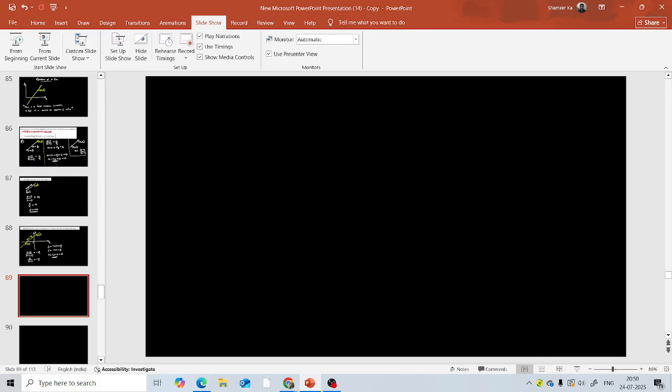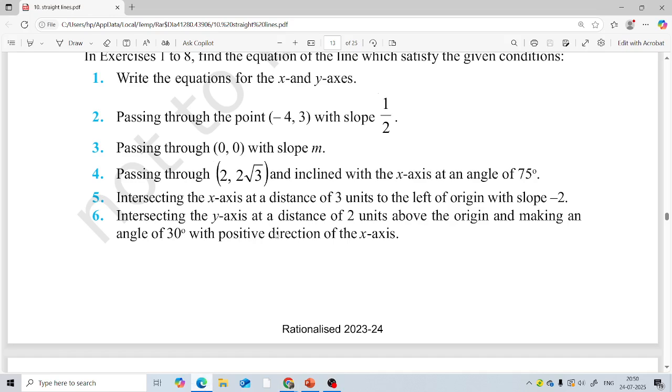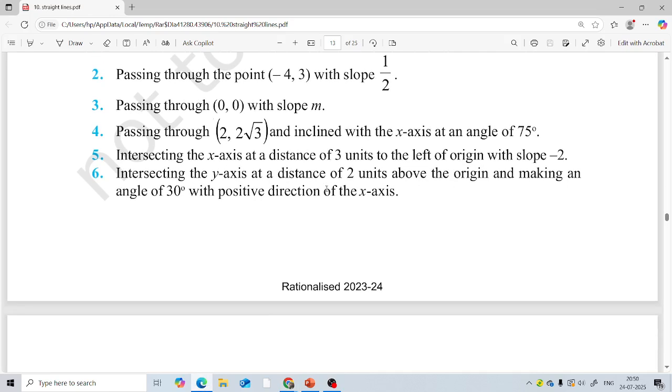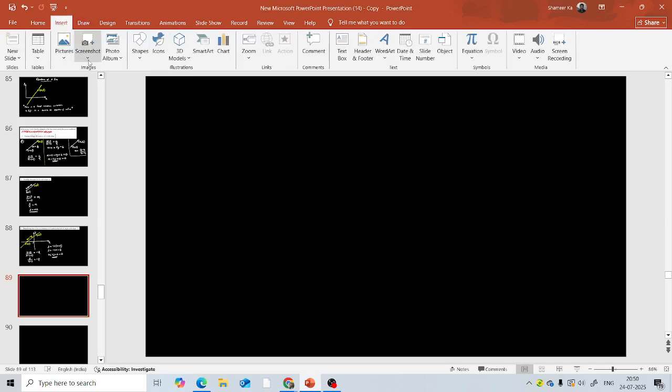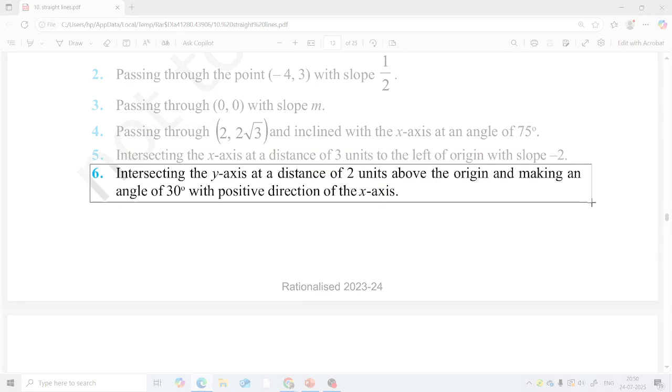Let me discuss the next problem. Let me discuss the sixth question. Most of the questions will be based on this type: a point will be given and a slope will be given.